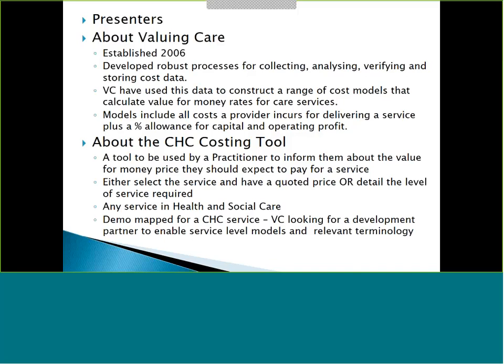The tool is available to be used across health and social care. This demo version is currently mapped for a continuing healthcare service, and we are looking for a development partner to help with defining what the service levels should look like within the models and also to ensure we've got the right terminology.